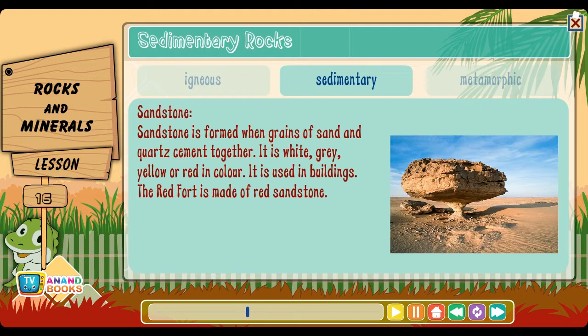Sandstone. Sandstone is formed when grains of sand and quartz cement together. It is white, gray, yellow, or red in color. It is used in buildings. The Red Fort is made of red sandstone.